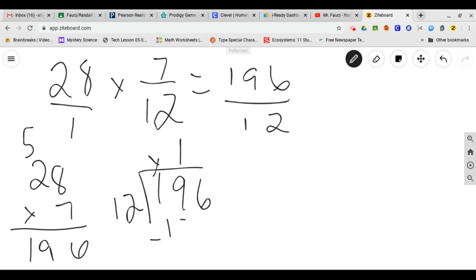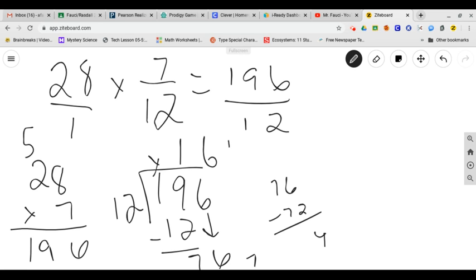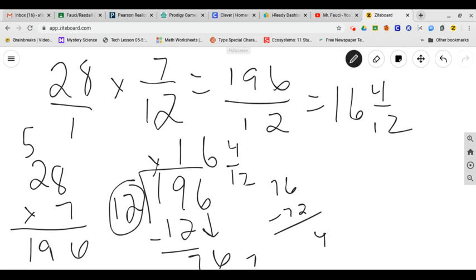It goes into it one time. 7 left over. Bring down the 6. 12 goes into 76. Well, 12 times 6 gives me 72. If I said do 76 minus 72, you get 4 left over, so I'm going to get 4/12. This is the old denominator. So 16 and 4/12. Right? Good job, guys.